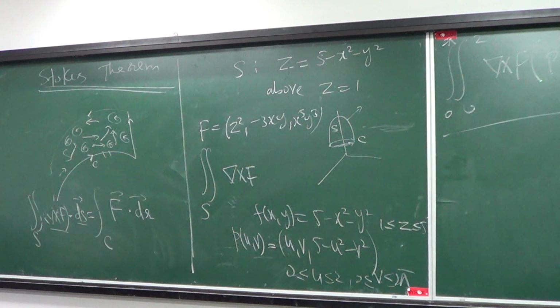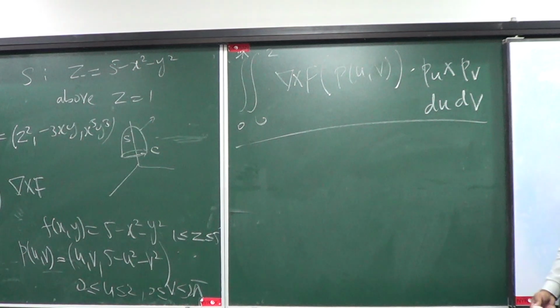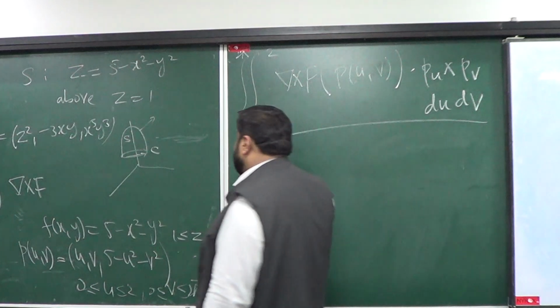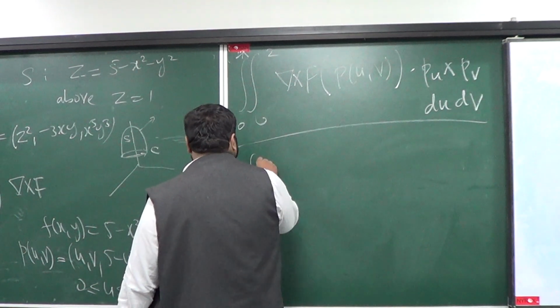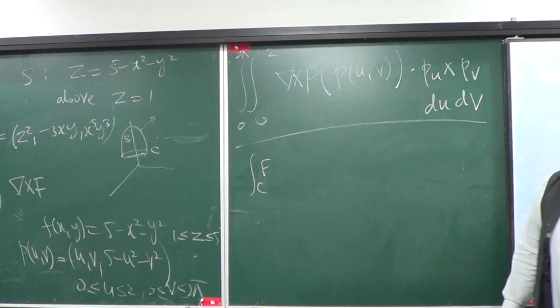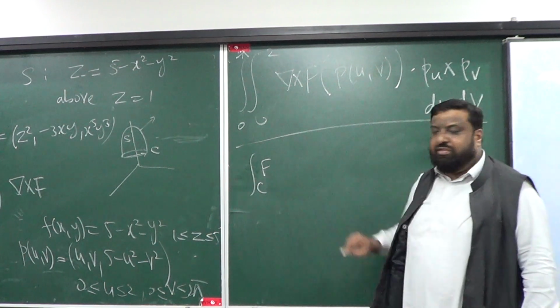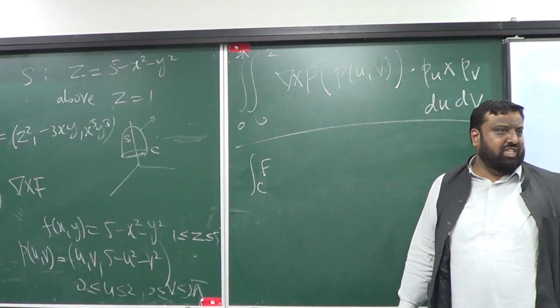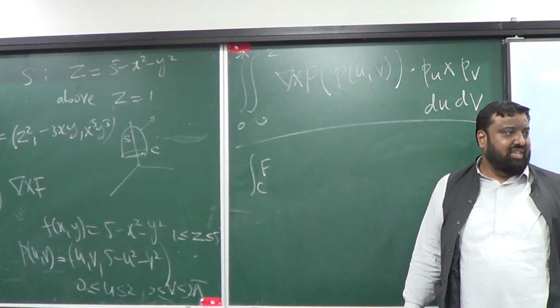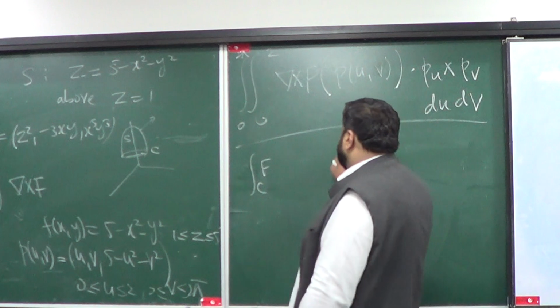But what is the blessing of Stokes theorem is that you can just get rid of all these calculations and just compute this line integral. Now, if you want to compute this line integral, what do you need? You need to know the parameterization of C. That's really the thing that you need. Because if you know the parameterization of it, you can compute it easily. So what is C?